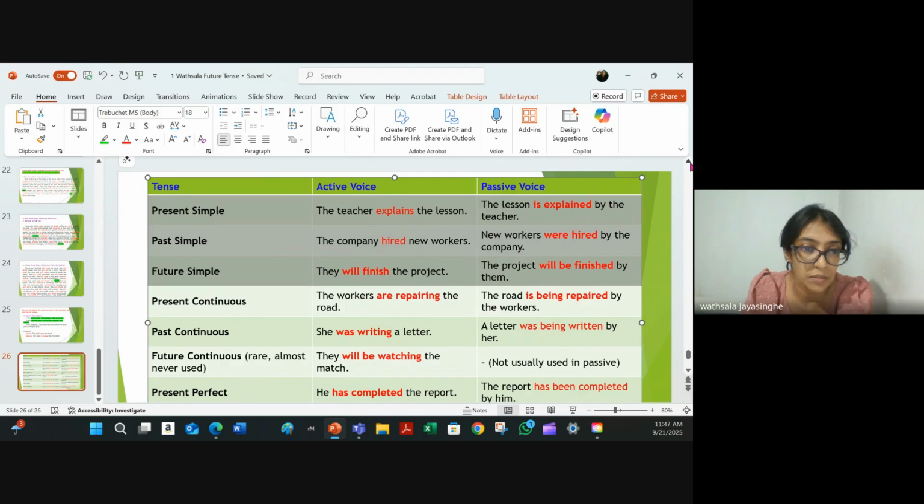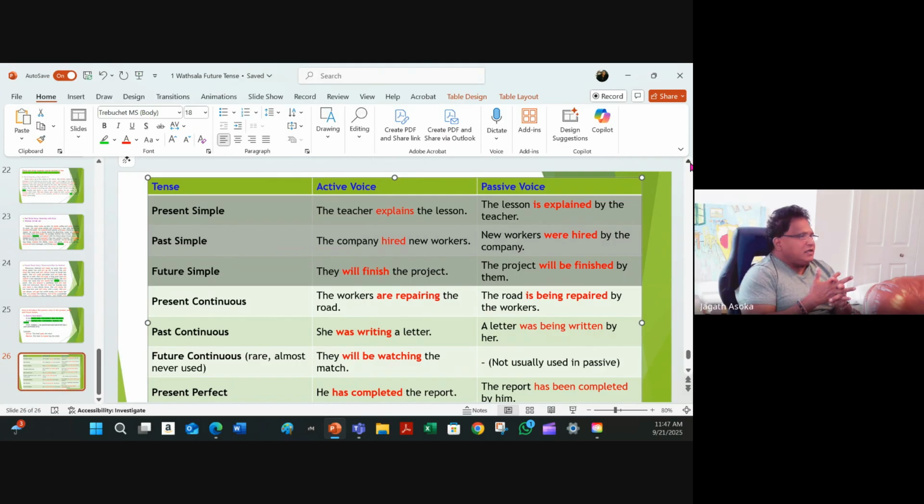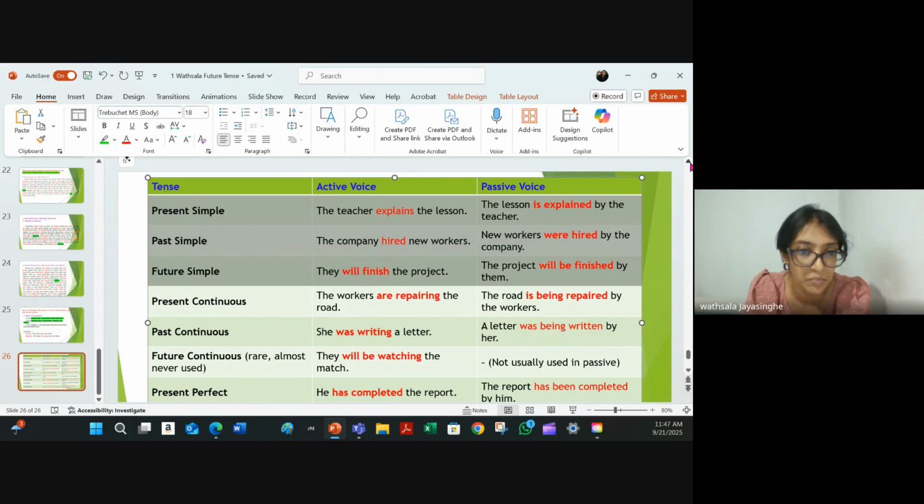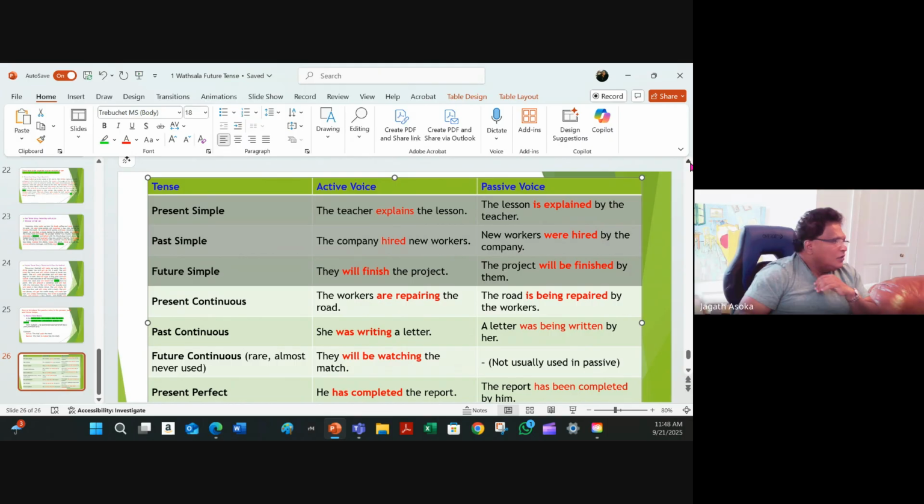In the past simple, the company hired new workers. Passive voice: new workers were hired by the company. In the future simple, active voice: they will finish the project. Passive voice: the project will be finished by them. All right, I think that's it.